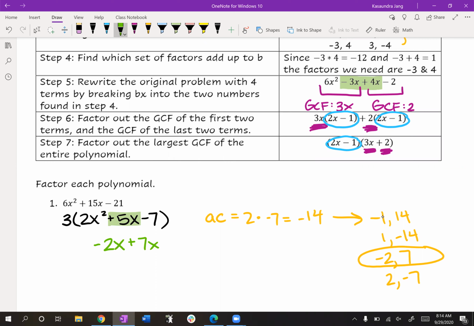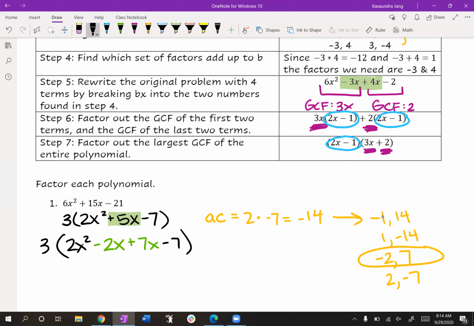I still have the plain 2x squared at the beginning. I still have the -7 at the end. And it still is all multiplied by 3. Okay, I just broke up that middle term, the b value, into the two numbers that we came up with, the -2 and the 7.